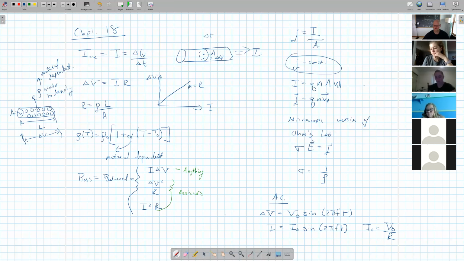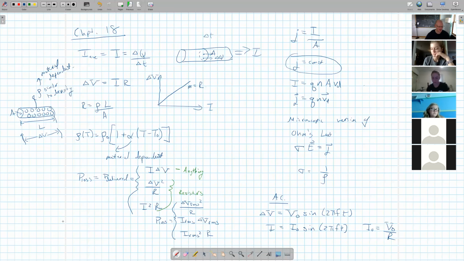Here, the power loss was then equal to the RMS value of the current times the RMS value of the potential, which was also equal to the RMS current squared times the resistance, which was also equal to the RMS value of the potential squared divided by the resistance.